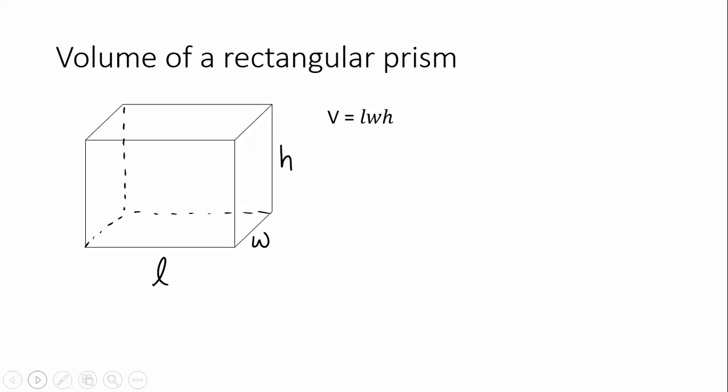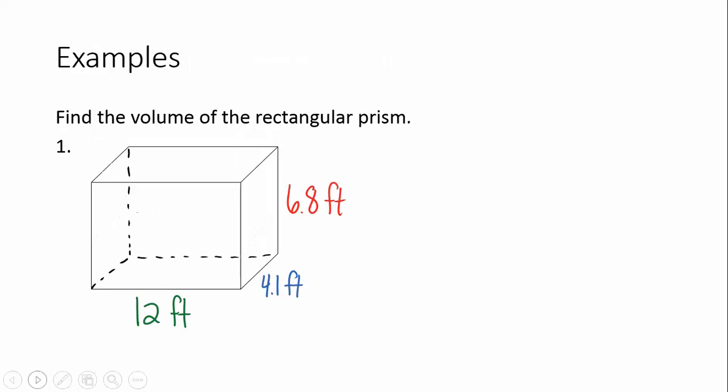So first is the volume of a rectangular prism, or as you may remember it as a box. And to find the volume of a rectangular prism, we do length times width times height. So please make sure that you're writing the formulas down, as you'll need them to work on your worksheet. So if we want to find the volume of this rectangular prism, we do length times width times height.